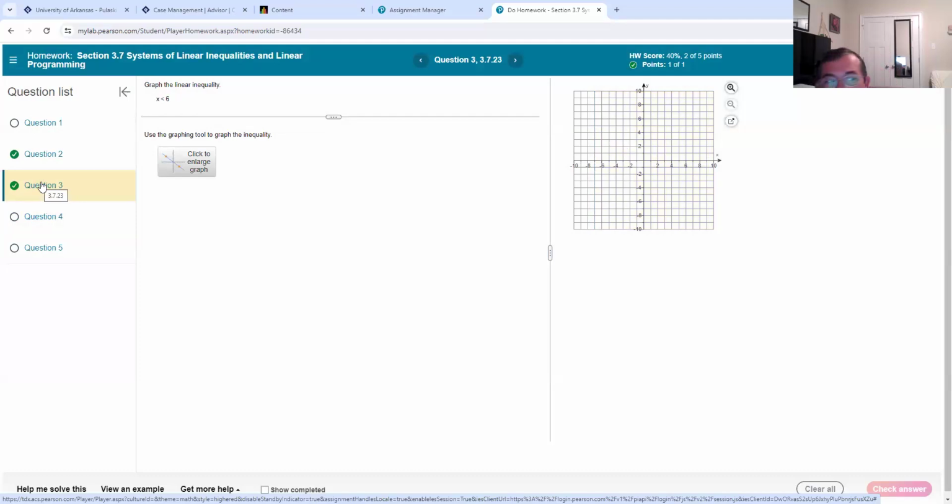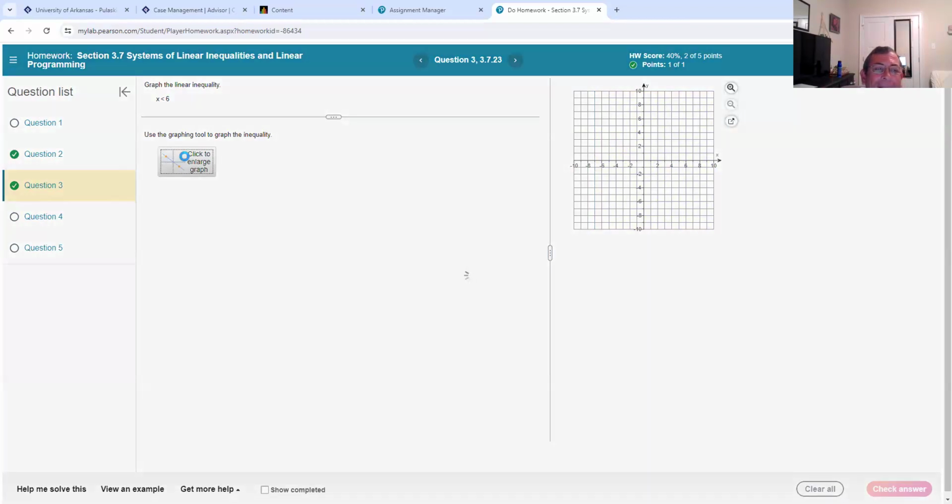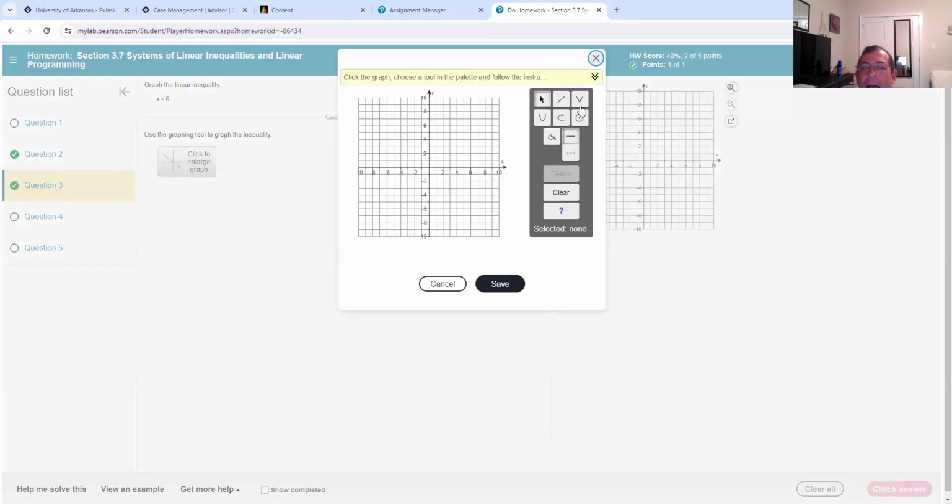Oh, let's try one more of these because I got a less than 6 here this time. So line tool, dashed line because there's not an equals. So less than 6. So guess what? I'm going to go to 6 on the x-axis. Click that. Up or down. This time I'll go down. So I got my vertical line crossing the 6 on the x-axis.